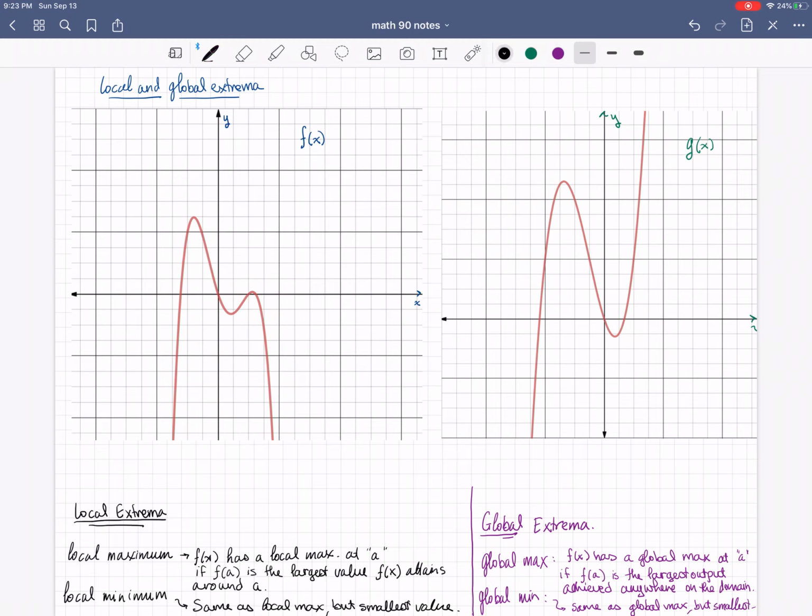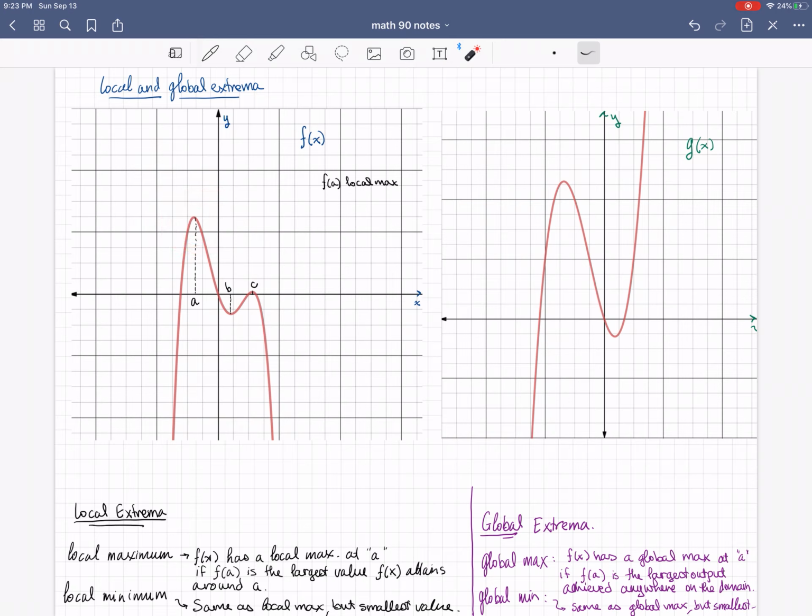So local extrema, well, you have this guy, you have this little guy, and you have this guy. Right? So let's call this A, let's call this B, and let's call this C. So the value at A is a local max, right? Sure enough, if I look at a little window around A, f of A is the highest value the function attains in that area.